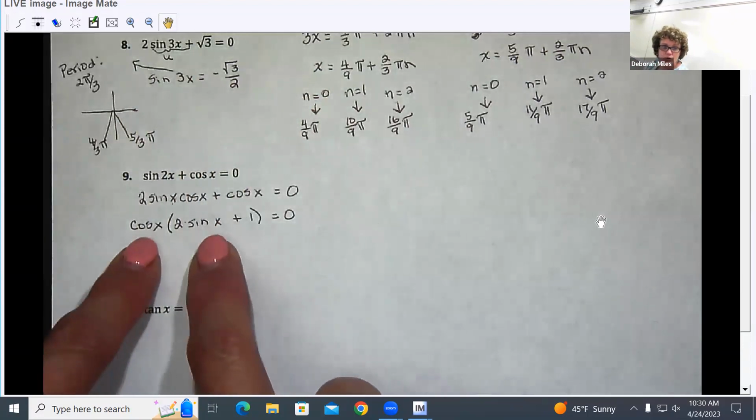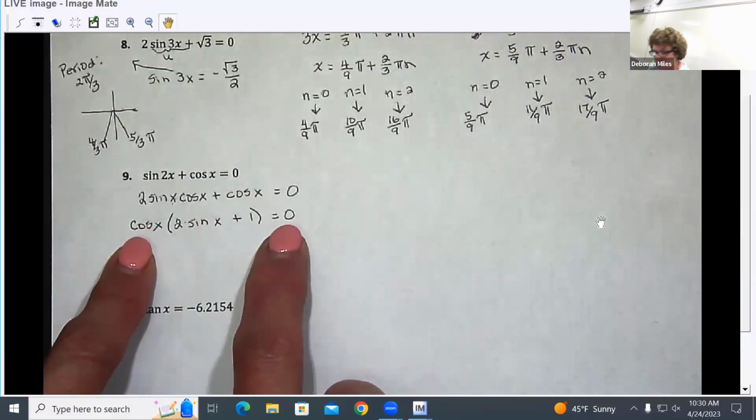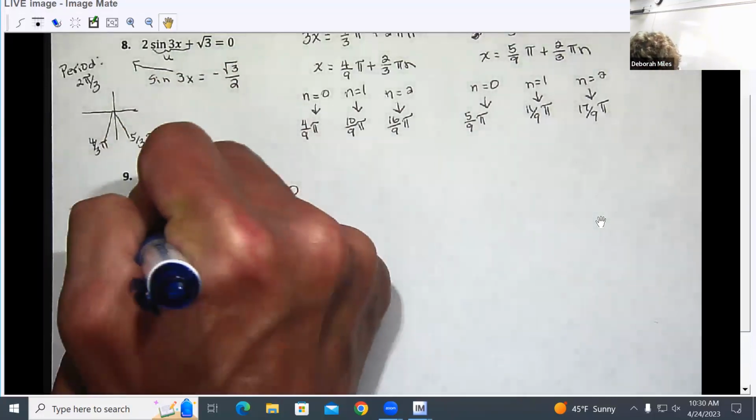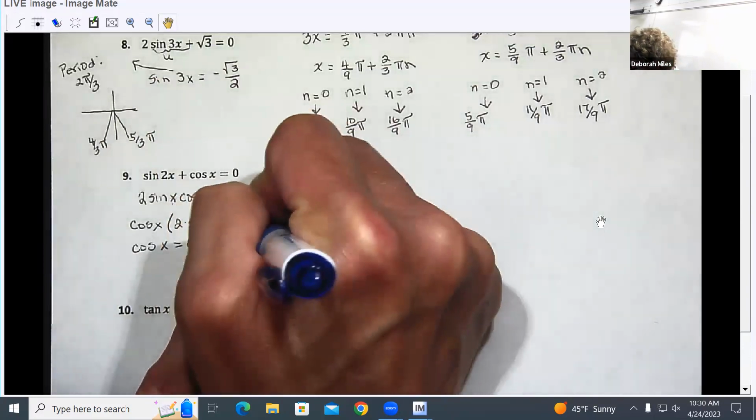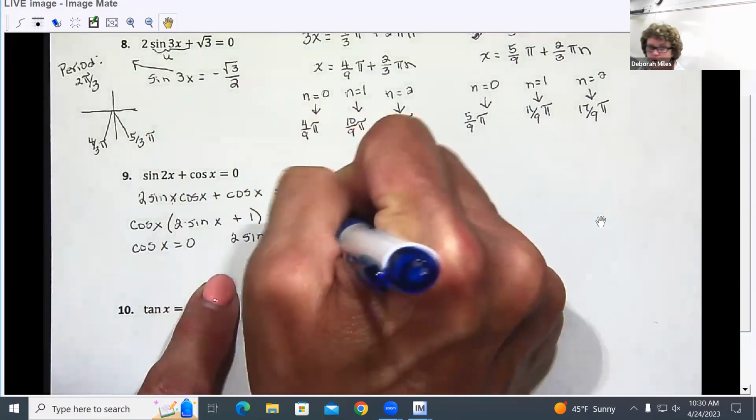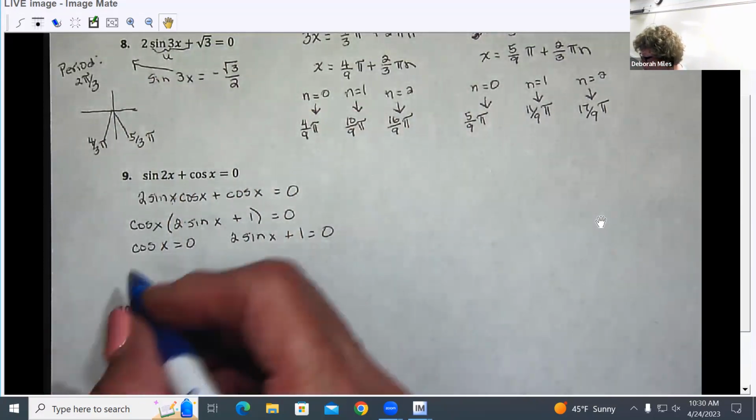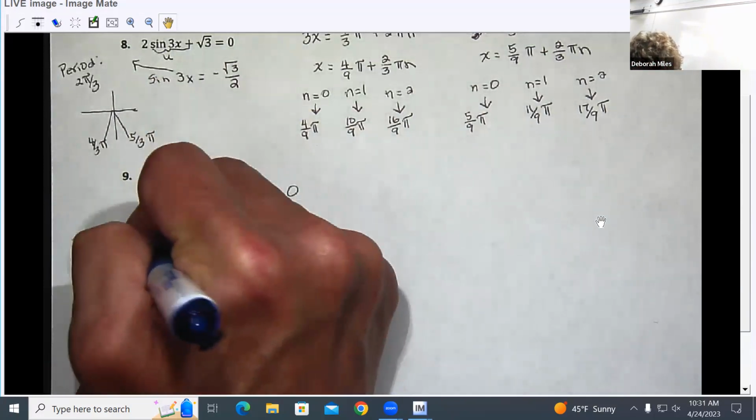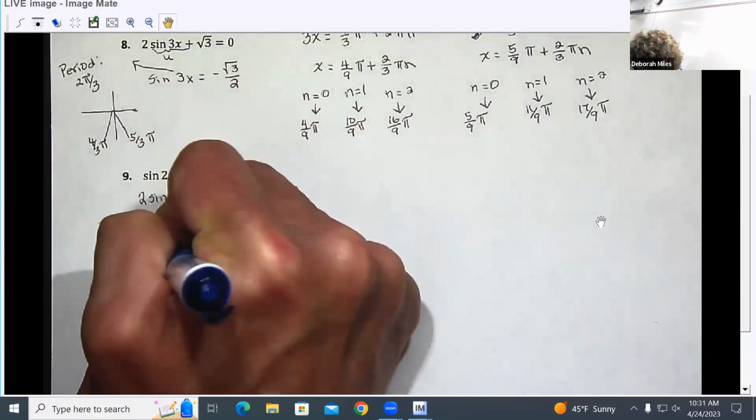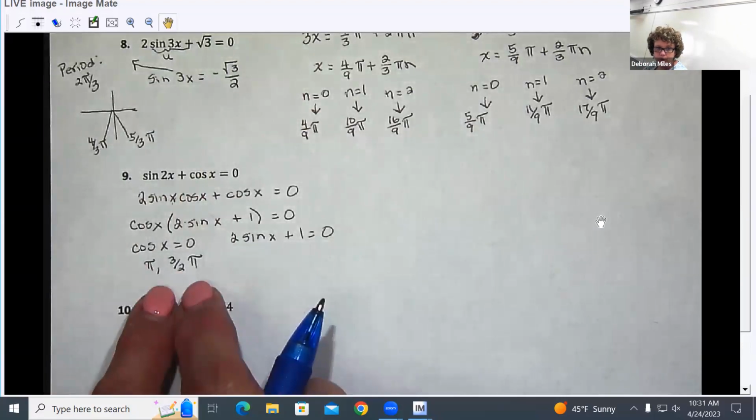And now each factor only has 1 trig function in it. I have 2 things multiplied together to give me 0. So either the first one equals 0 or the second one equals 0. And those 2 equations are pretty easy to solve. I know that the 2 times cosine of 0 in 1 revolution of the unit circle are pi over 2 and 3/2 pi. Those are on the y-axis where cosine is 0.